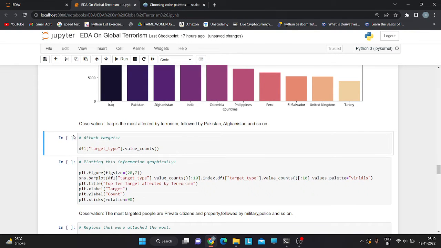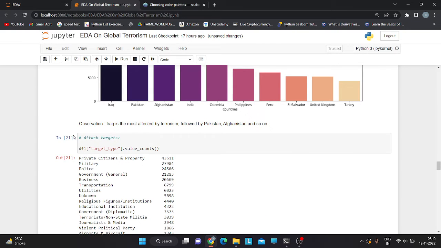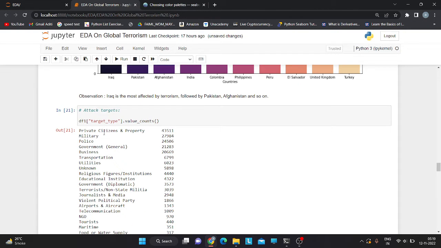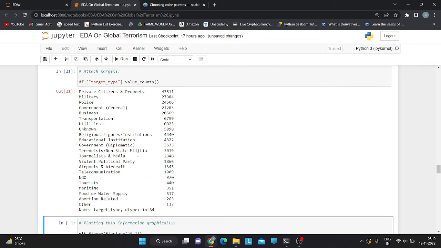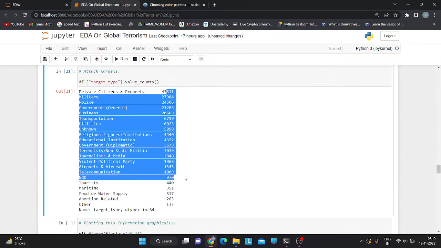Now target attacks, here target types we are going to understand. Target types means to whom the terrorists have targeted the most. So we'll see the value counts of it. So private citizens and property 43,511, then military 27,984, police, followed by government, general and all. So this is the data that we have in hand.